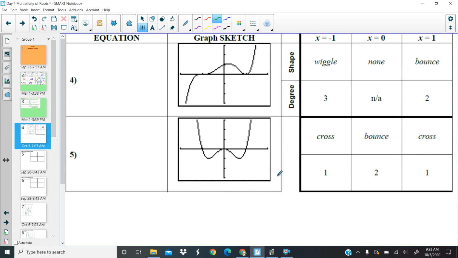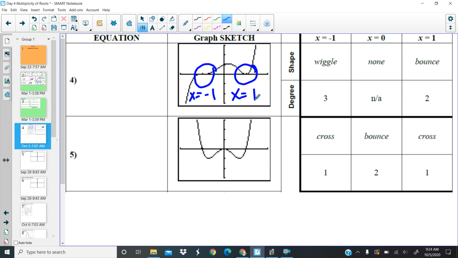Okay, so on these couple of examples, it gives us the graph and all of this information about where there's a wiggle, what the degree is, and all of that. What we're going to do is try to write the equation. The first thing I need is what my zeros are, so I'm going to look at where this graph crosses the x-axis. The first time that happens is at x equals -1, and it happens again at x equals +1.